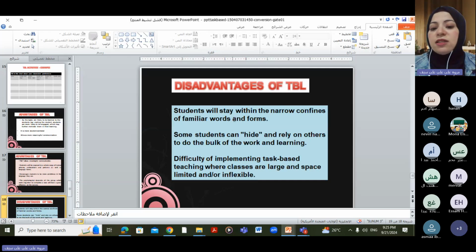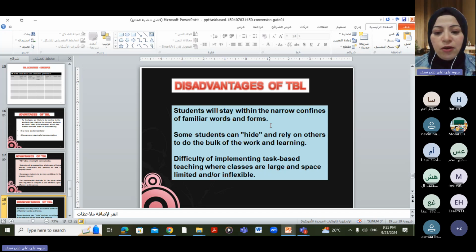The students will stay within the narrow confines. Confines are the borders, al-hudud, of familiar words and forms. So when you get them to do the task, they will simply use the language that they know. Others will go higher. So it's both merit and demerit at the same time.